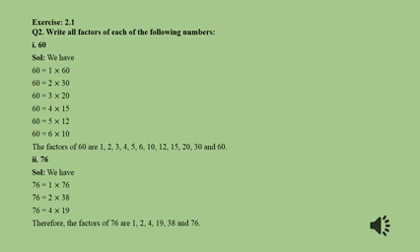Next is part number 2, that is 76. So we have to find all those numbers which divide 76 exactly. So we have 76 is equal to 1 multiplied by 76. 76 is also equal to 2 multiplied by 38. And 76 is also equal to 4 multiplied by 19. Now there is no such number other than 1, 2, 4, 19, 38 and 76 which divides the number 76 exactly. So the factors of 76 would be 1, 2, 4, 19, 38 and 76.